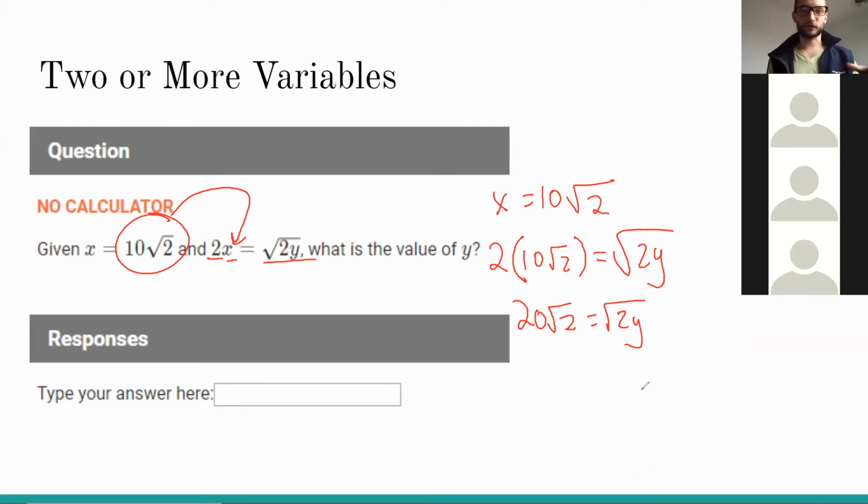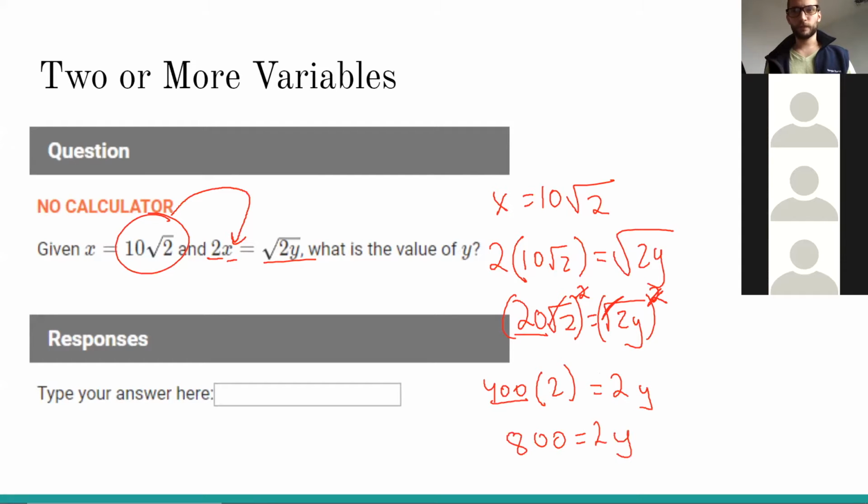At this point, we have 20 root 2 is equal to root 2y. I need to get the y by itself. So how do I solve for y by itself? Well, I need to get rid of the square root, and the way I can do that is by squaring both sides. The square root and the square cancel, so I'm going to get 2y. And then lastly, 20 root 2 squared is going to give me 400 times 2. 20 squared is 400, and root 2 squared is going to give me 2. Then I get 800 equals 2y, and I divide both sides by 2. My final answer is y equals 400.